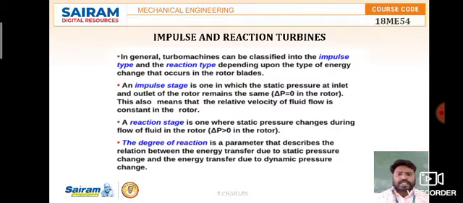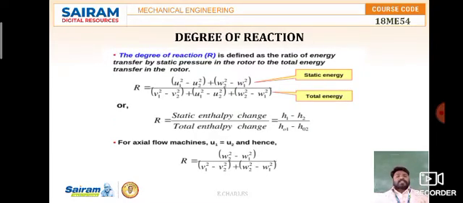So next thing that we are going to see is the degree of reaction. So what does it mean? The degree of reaction describes the relation between the energy transfer due to the static pressure change and the energy transfer due to dynamic pressure change, which we will see clearly in this topic. It is defined as the ratio of energy transfer by static pressure in the rotor to the total energy transfer in the rotor. Degree of reaction is denoted by the letter R.